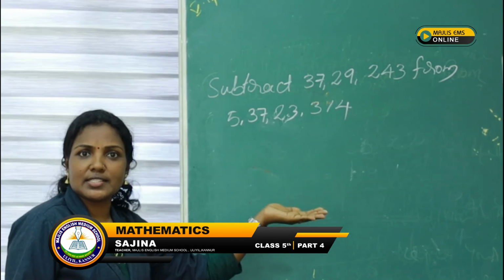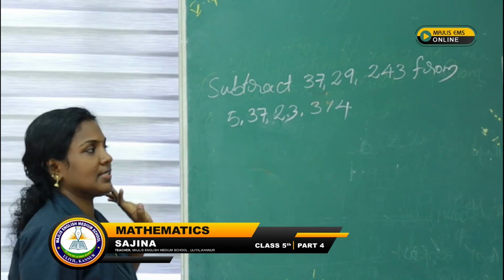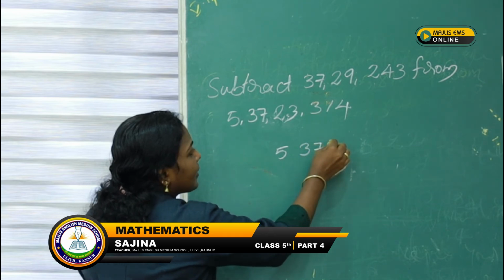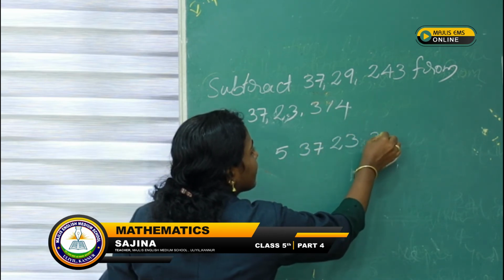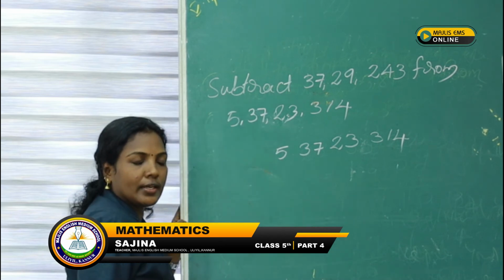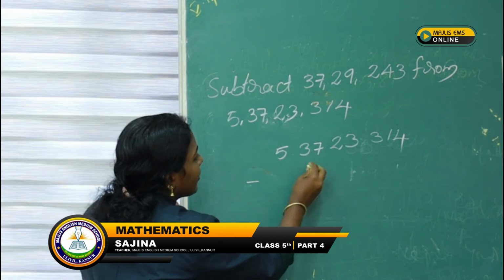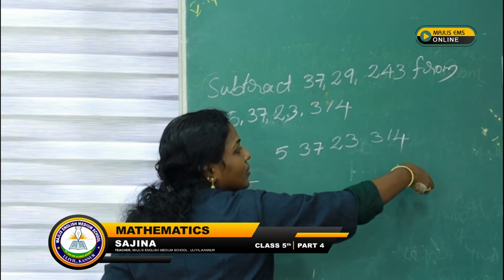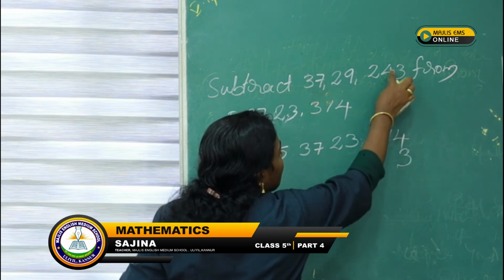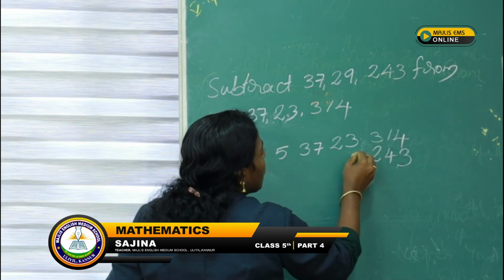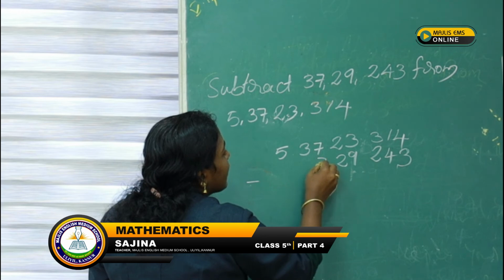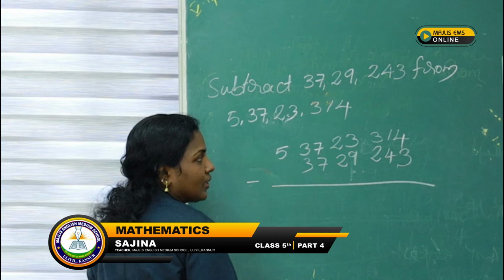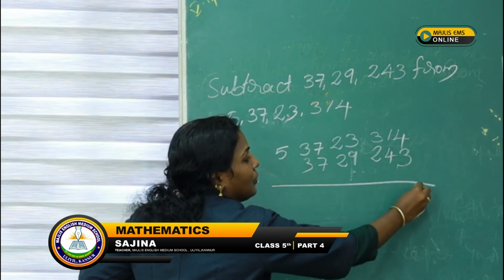Here, which one is the greatest number? Yes, this is the greatest number, that is 5 crore 37 lakh 23,314 minus the 7 digit number. We arrange this in the place value chart. Therefore, 3 is in the 1's place, 4 is in the 10's place, then 2, 9, 2, 7, 3. Okay. Then we subtract. 4 minus 3 is equal to 1.